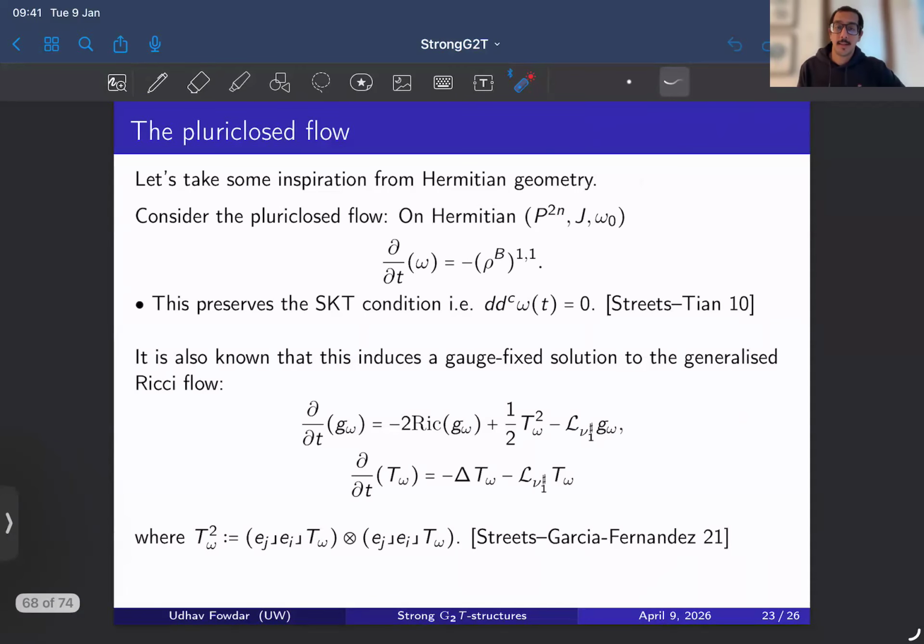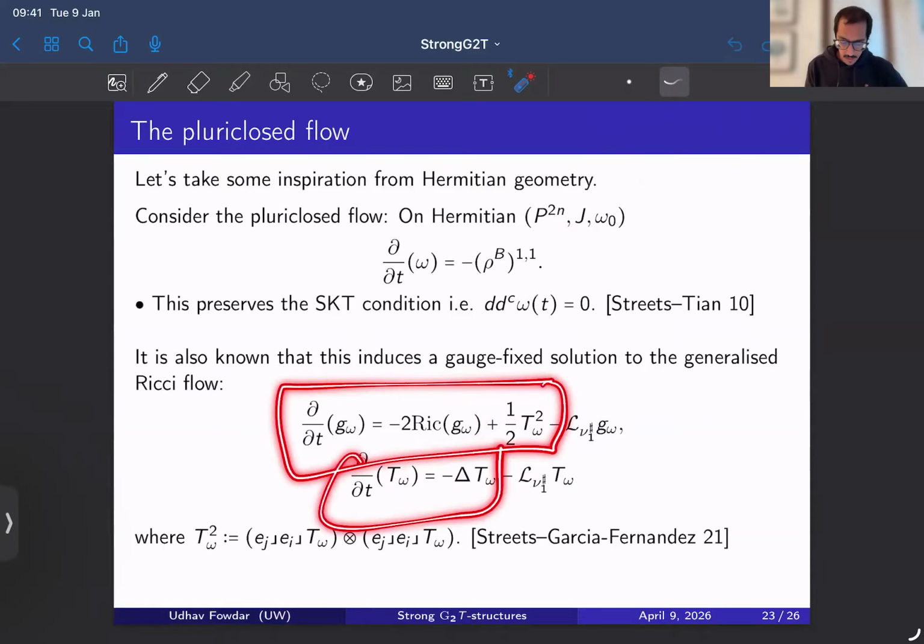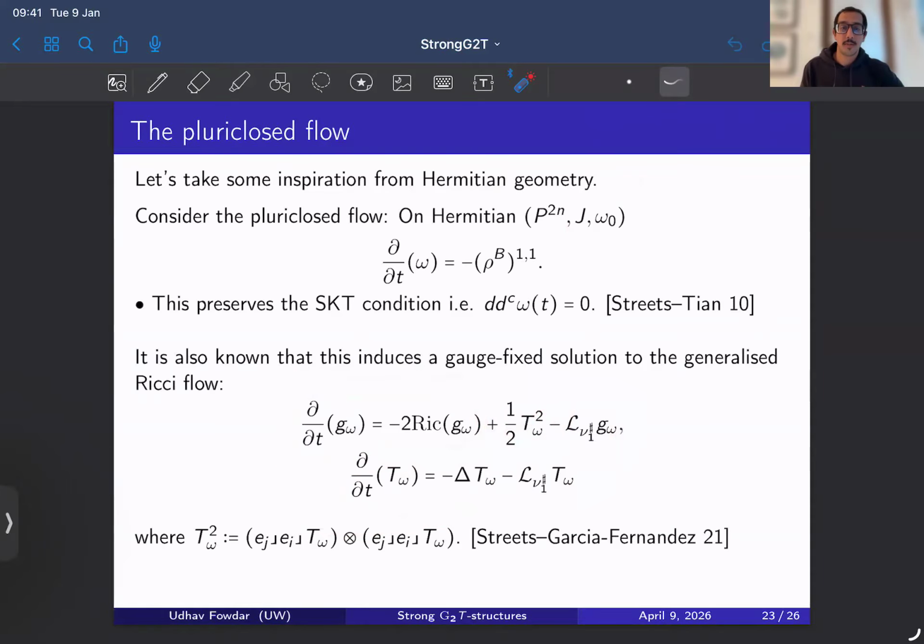But the problem here is that you cannot quite copy this flow. Let me say it this way. When the two form evolves by this expression here, you can check that the underlying metric and the torsion form evolve in the following way. It evolves by the Ricci curvature, essentially by the generalized Ricci flow. So this is part of the generalized Ricci flow, up to some gauge fixing term. So this pluriclosed flow induces this gauge fixed solution to the generalized Ricci flow.